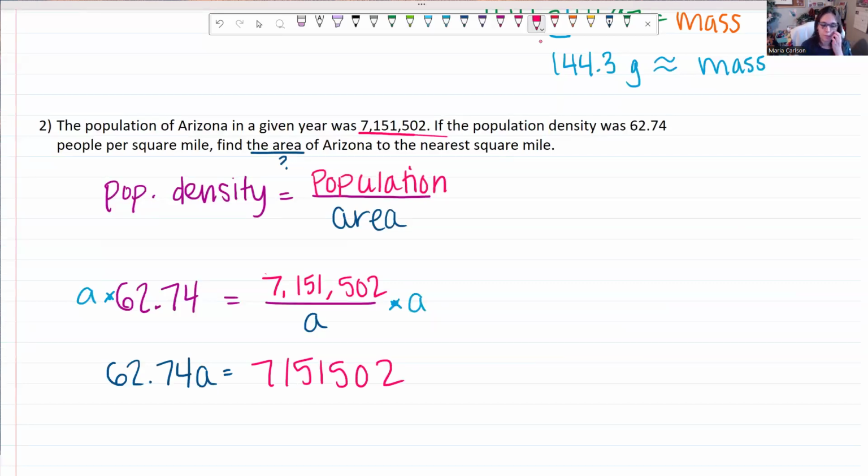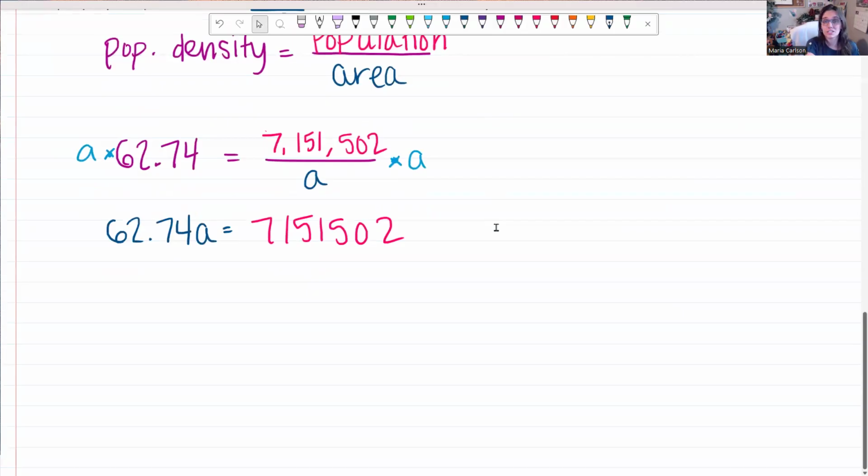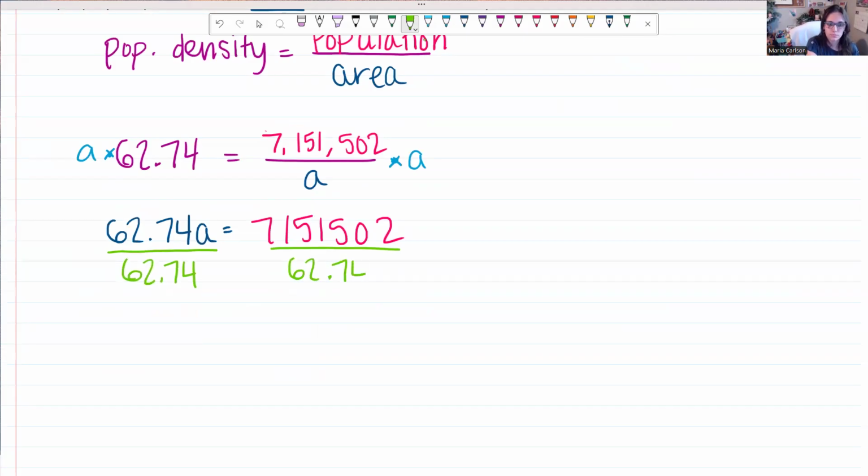Now to actually solve, I can just divide. I'm going to divide both sides of this equation by the number multiplied to our variable, which is 62.74. Which tells us then that our area is 7,151,502 divided by 62.74, which is 113,986.3245.